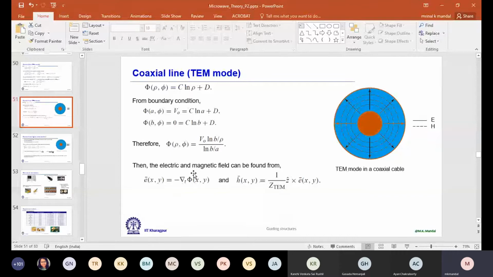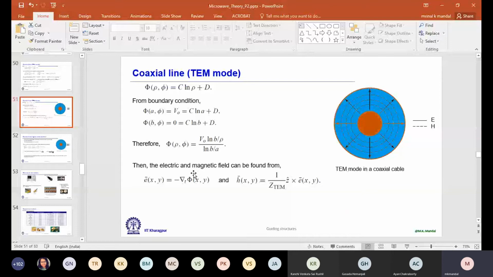Well, so this is about the TEM mode characteristics. Next, we are interested in the next higher order mode. Now, we will not go through any derivations. We can't derive field expressions for all the guiding structures. So here we are just interested to see what is the next higher order mode that determines the cutoff frequency.